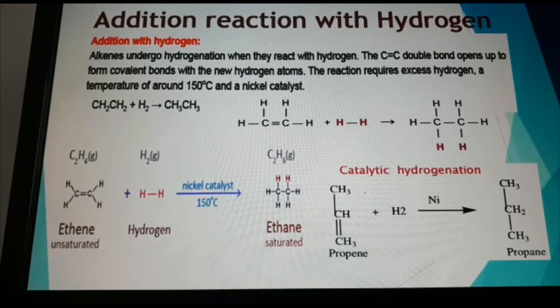Here alkene reacts with hydrogen to form alkanes. An example is given: ethene reacts with hydrogen to form ethane, and here nickel is the catalyst. Another example, propene reacts with hydrogen giving propane, and here also nickel is the catalyst. I think you remember what we mean by a catalyst. The catalyst is the substance that increases the rate of a chemical reaction, or speeds up the reaction, without undergoing any permanent chemical change. That is the addition reaction with hydrogen.